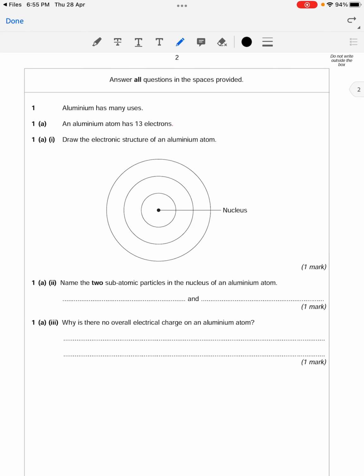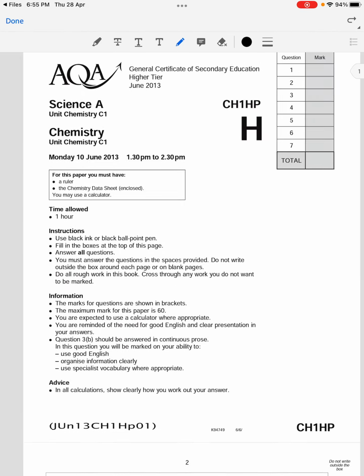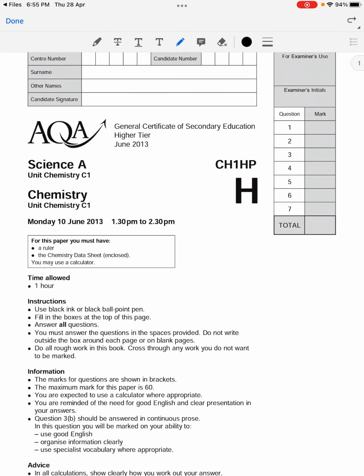Hello guys, today I'm going to be doing a chemistry past paper for the board AQA. It's a Science A category, Unit Chemistry C1. It's a Monday, 10 June 2013 paper. It has the code CH1HP.